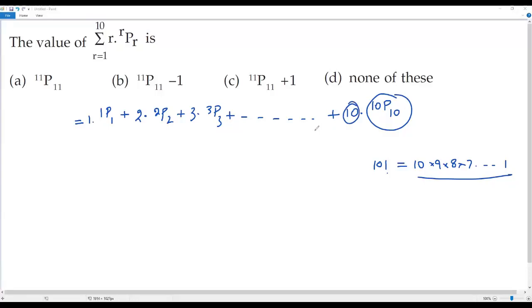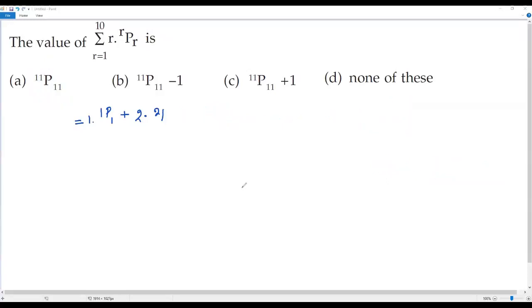Also in the previous terms we'll have 9P9, 9 factorial. So it's a bit complicated and we'll get a lump sum value, but even that is not given in the options. Each option is given in terms of permutation. So it's a little tricky how to solve this problem. Okay, let's see this one.